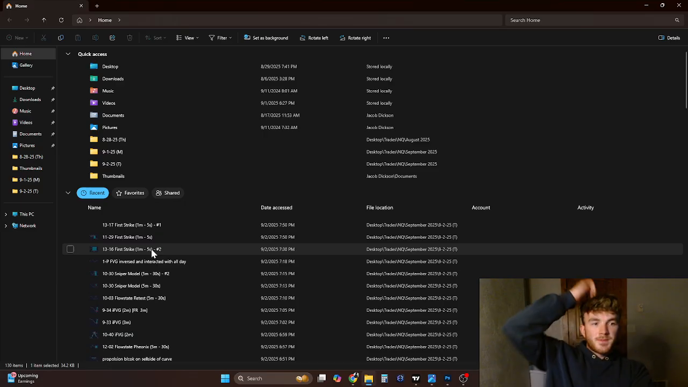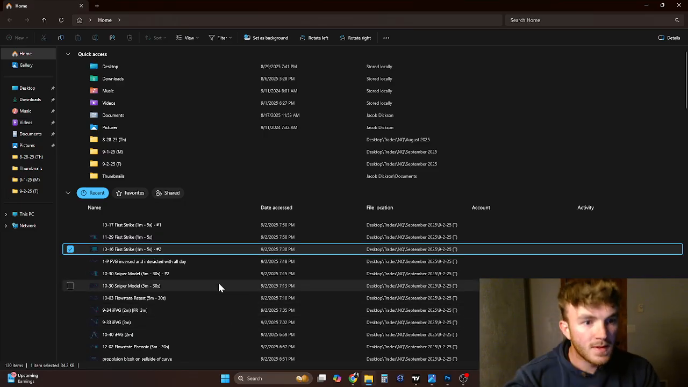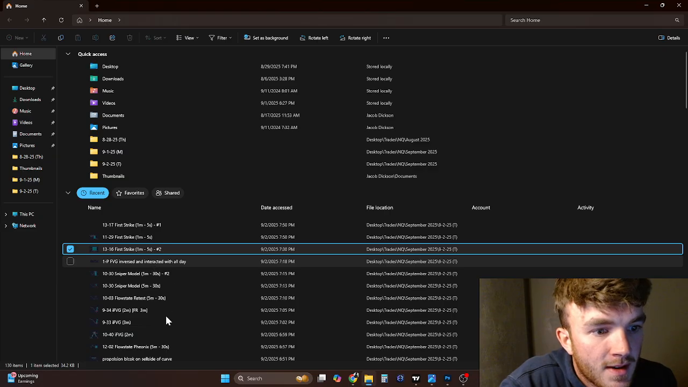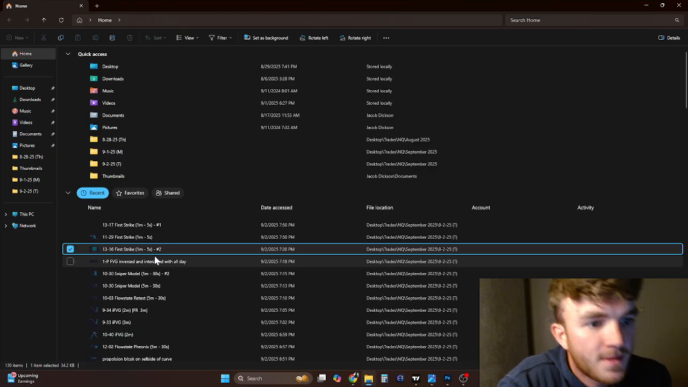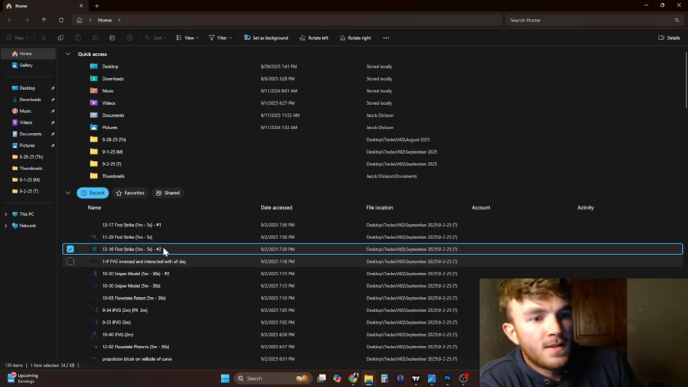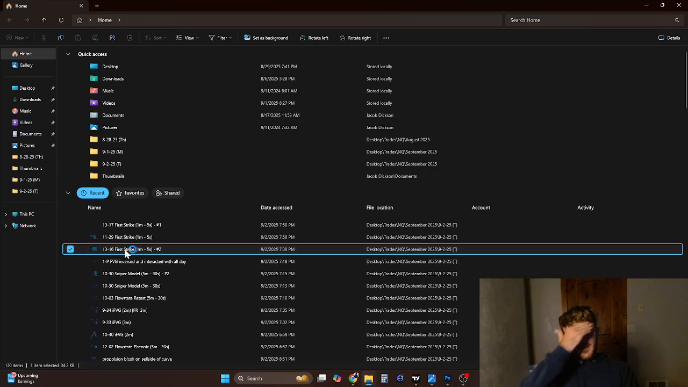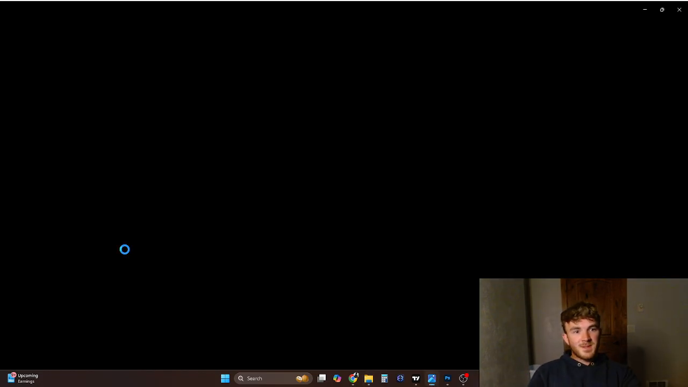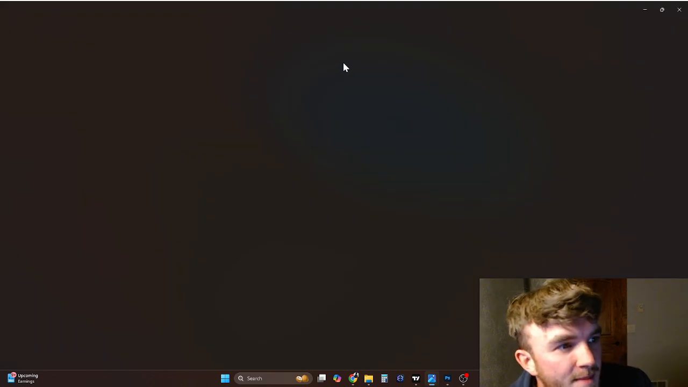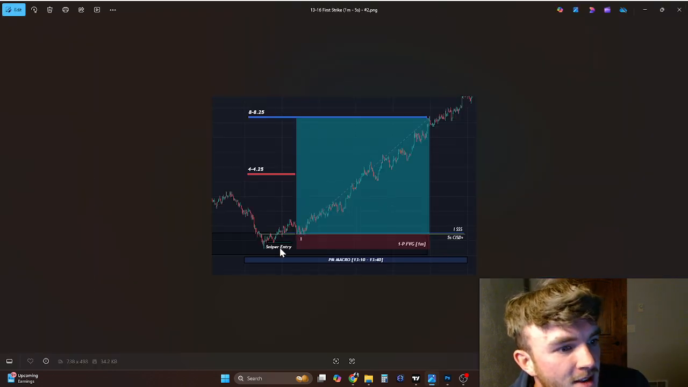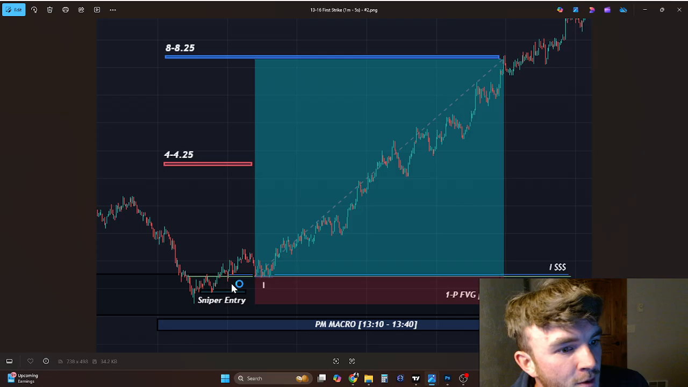So here's the other one. Let's see if it'll load. Come on, load. Let's go. And yep, here you can see it continues up to the 8th. Note my OTE gets tapped here, my sniper model entry, where you measure the manipulation leg within the flow state model.